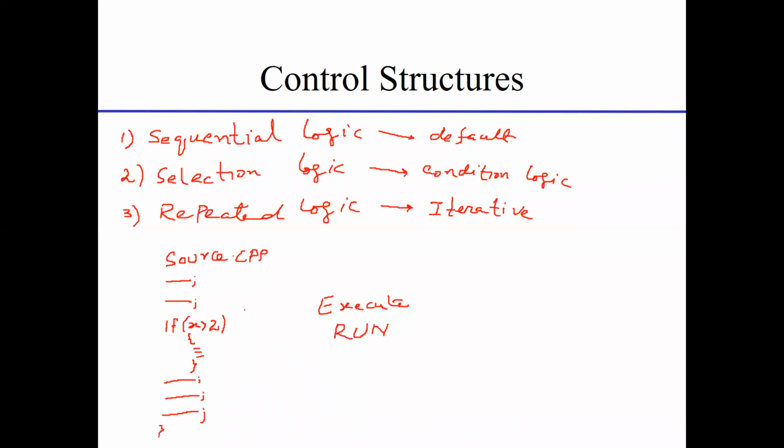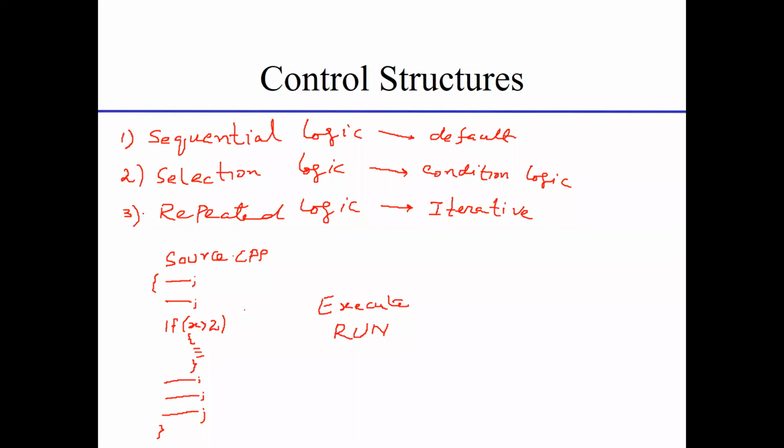Now here the program ends. This is my source file. So when I execute this source file, lines 1 and 2 will be executed by sequential logic. When it comes to line number 3, it checks the condition: is x greater than 2 or not. If x is greater than 2, then these 3 lines will be executed. After completing these 3 lines, this line and then the last 3 lines will be executed. If this condition is not fulfilled, then after completing lines 1 and 2, these 3 lines will be executed.